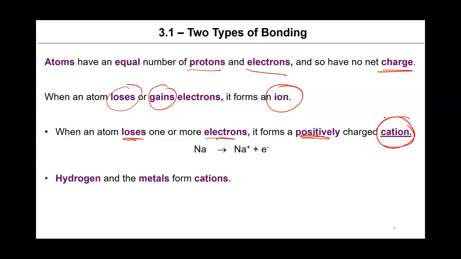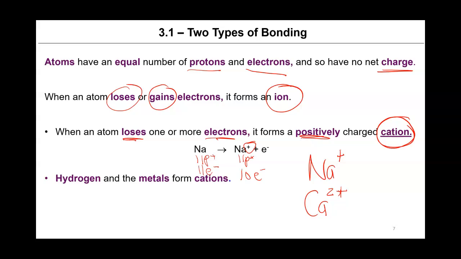So for example, sodium has 11 protons and 11 electrons. If it loses 1 electron, it will now have an overall +1 charge because it has 1 more proton than electrons. And so it will form this sodium +1 cation. And note how we indicate the charge as a superscript. And if there was more than 1 positive charge, we would write a number in front of the plus sign.